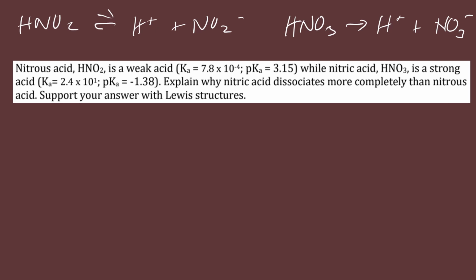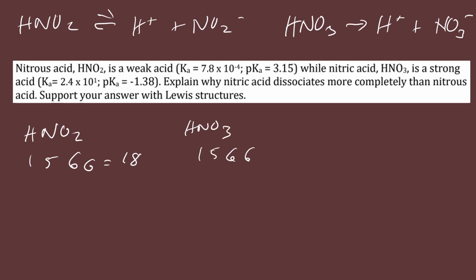So we have to draw them out. HNO2 has a total of 1, 5, and 2 sixes, so 18 electrons accounted for, while HNO3 has 1, 5, 6, 6, 6, so that's 24 electrons. We're not really used to doing Lewis structures without just a central atom, so bear with me on this. If we have an H somewhere, that's good. H has to be on the outside for both.